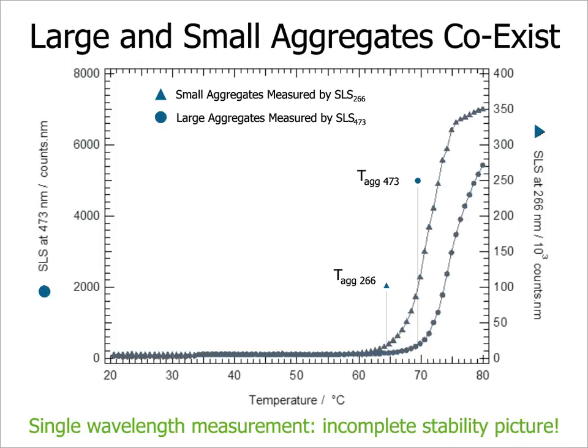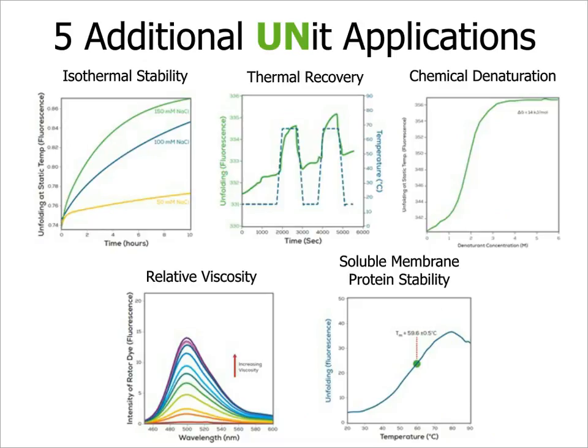Everything I've spoken about so far has been related to thermal ramping, but that's not the only way that you can use the unit to characterize stability of your proteins. Essentially, you can do anything you like. If you can draw a thermal degradation pattern, then you can do it. So you can look at isothermal characteristics, thermal recovery, and other different mechanisms as well.